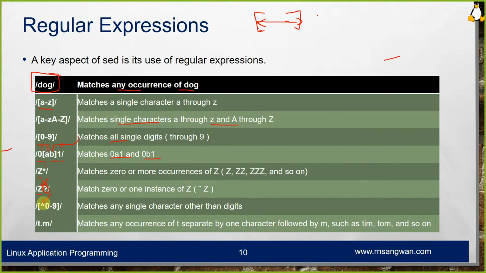Negation is given by the caret symbol, so ^0-9 means no digit. However, if this caret symbol appears anywhere in between, it will be taken as a literal caret character. So only the beginning has a special meaning. Apart from the beginning, if this character appears anywhere else, it is taken as the single character itself. T.M means T followed by any character, dot means single character. Any single character in between T and M means Tom, Tam, Tim, anything.